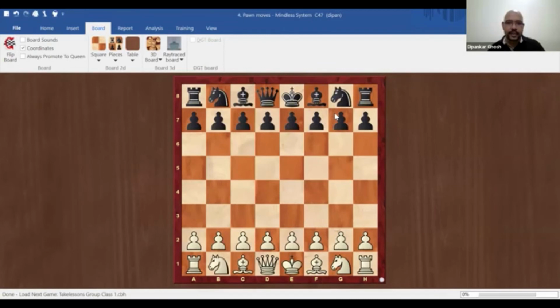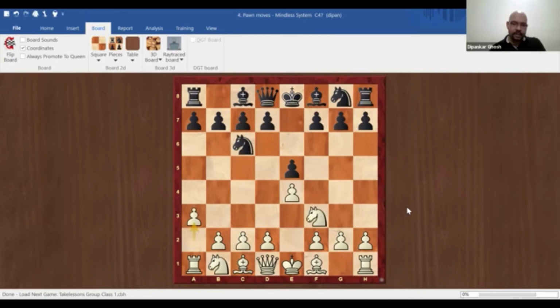Okay, so the next point was we don't want to make too many pawn moves. Let's see some examples of what kind of pawn moves beginners make, and we want to avoid them if we want to become better. So we have seen these moves. Now this a3 move, is this helping anybody? Is this controlling the center or developing any piece?